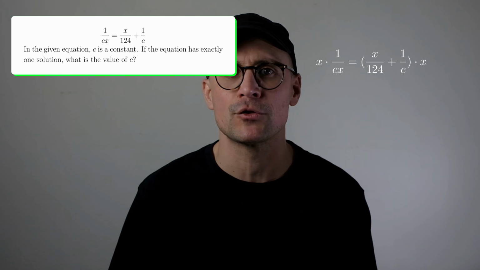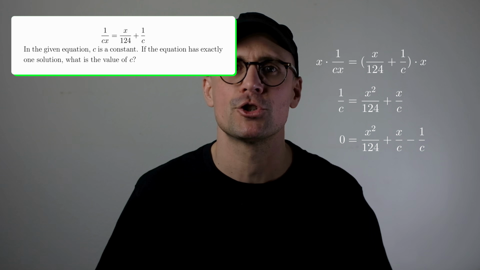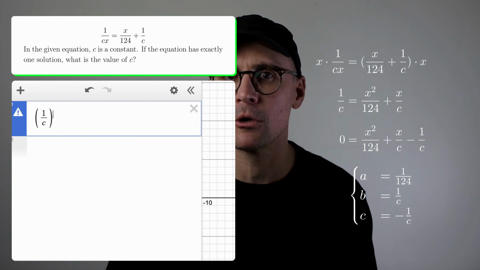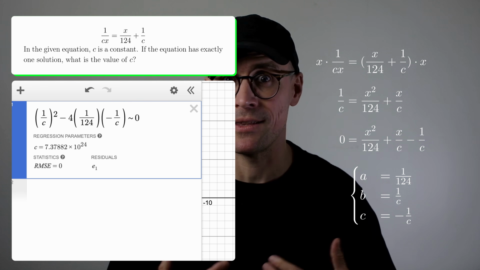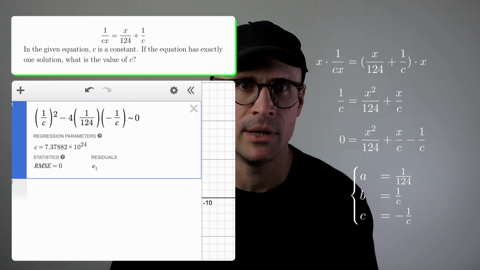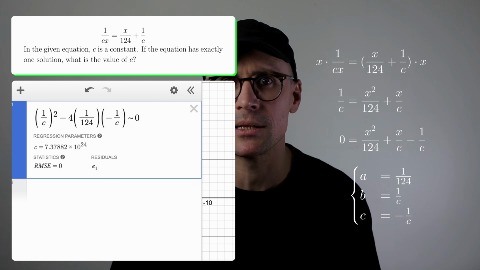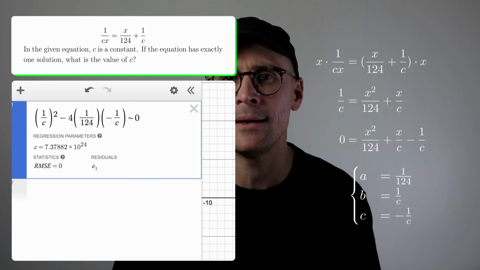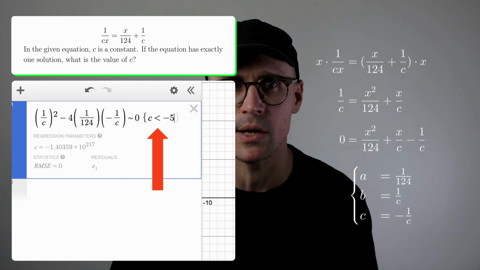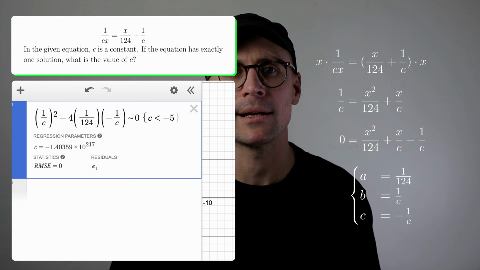Already here, the algebraic manipulation is much cleaner. But when we punch this into the regression, it gives us another wacky answer. Why does Desmos mess this one up? Honestly, I'm not entirely sure, but it definitely has something to do with the unknown constant in the denominators here and here. And again, adding a curly brace condition doesn't help. So once again, back to the drawing board.